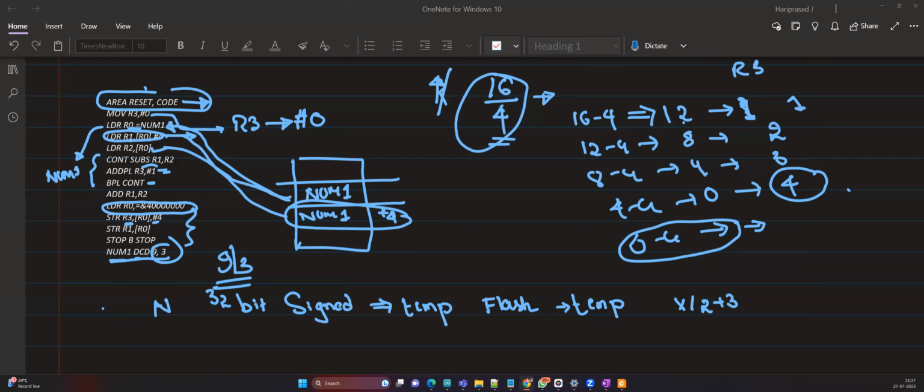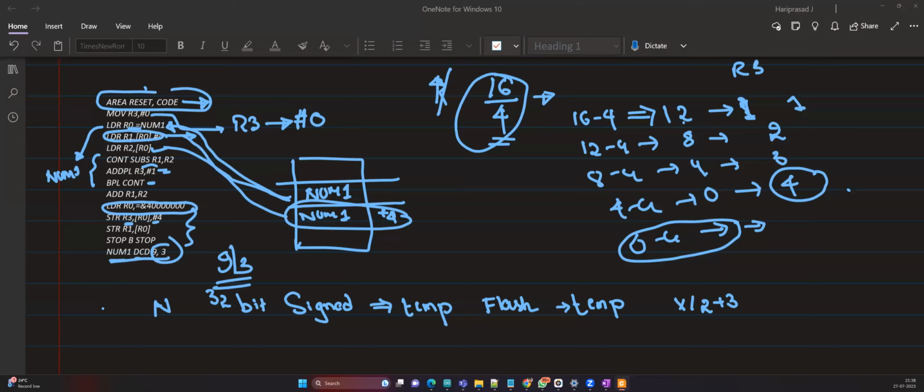So how do we write the code for this question? Can you just help me with this? You can think of it, then I'll guide you. First is area reset code. I didn't understand the last term. It's x by 2 plus 3.